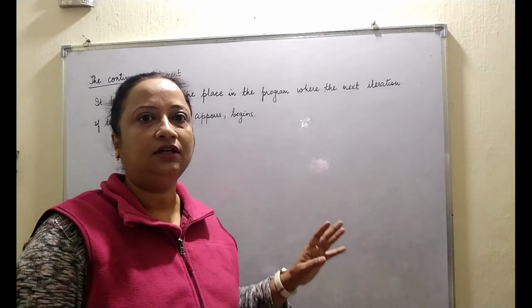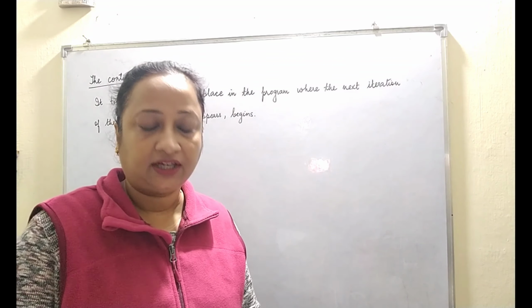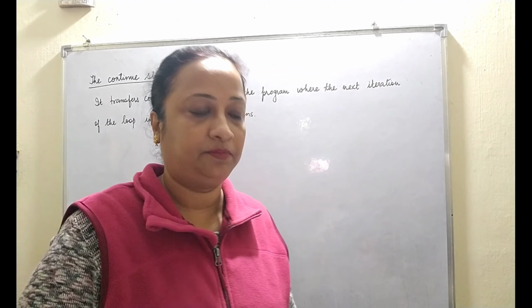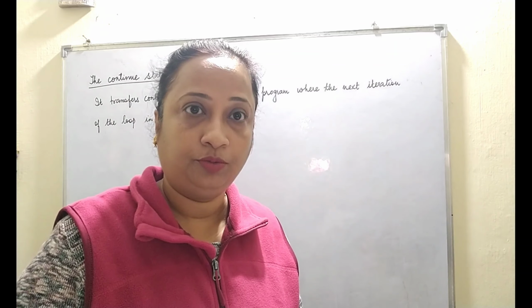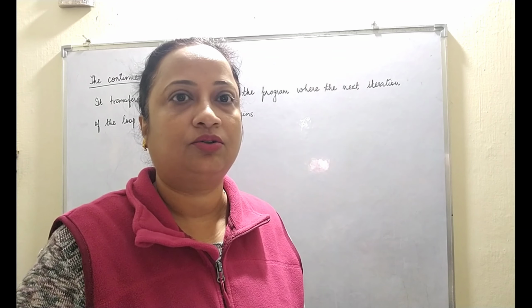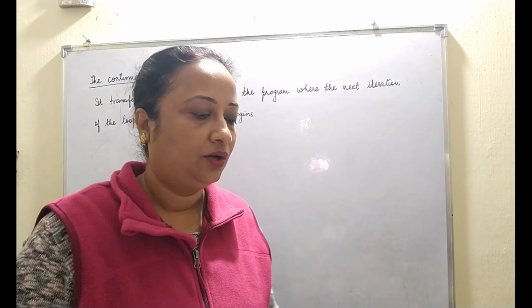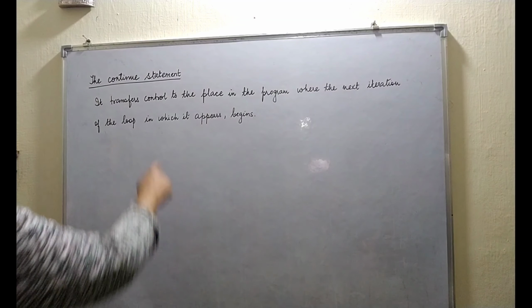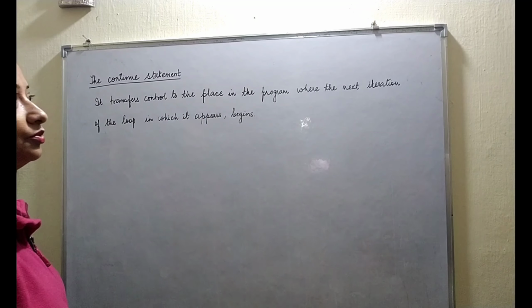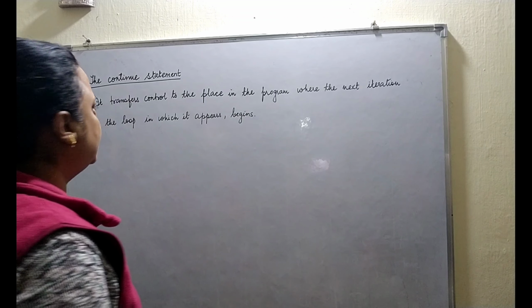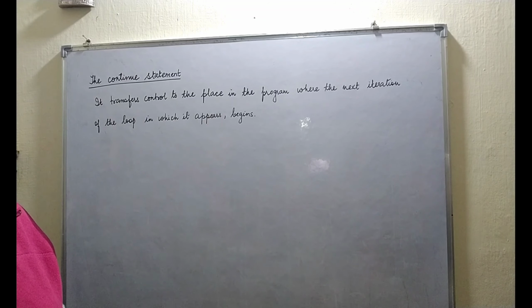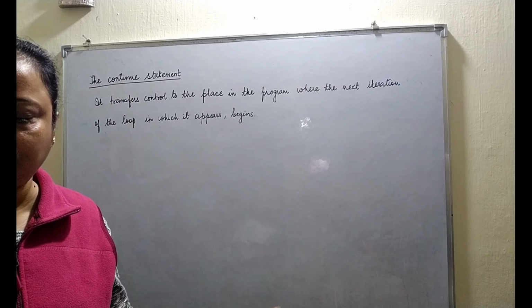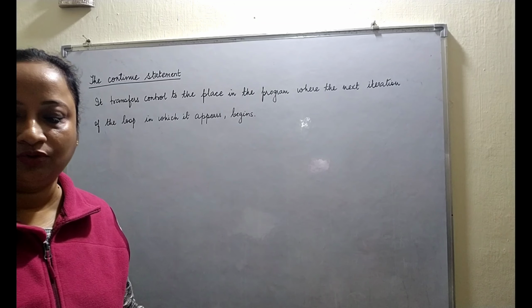Let us discuss the continue statement. The continue is a jump statement that is used with loop instructions. That is, it is used with the for loop, the while loop, and also the do while loop. What it does is transfer the control to the place in the program where the next iteration of the loop in which it appears begins. So it is useful to force an early iteration of a loop.